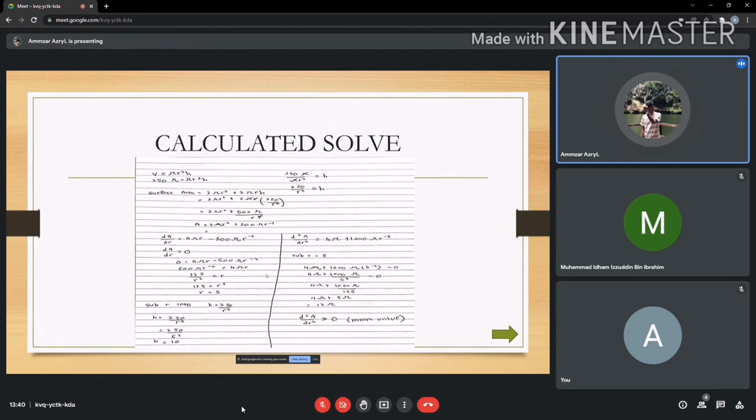Okay, next we differentiate again. So d squared A over dr squared equals 4 pi plus 1000 pi r to the power of -3. We substitute r equals 5. So 4 pi plus 1000 pi times 5 to the power of -3, 4 pi plus 1000 pi over 5 cubed, 4 pi plus 1000 pi over 125, 4 pi plus 8 pi equals 12 pi. So from that we get d squared A over dr squared is greater than 0. That is the minimum value.